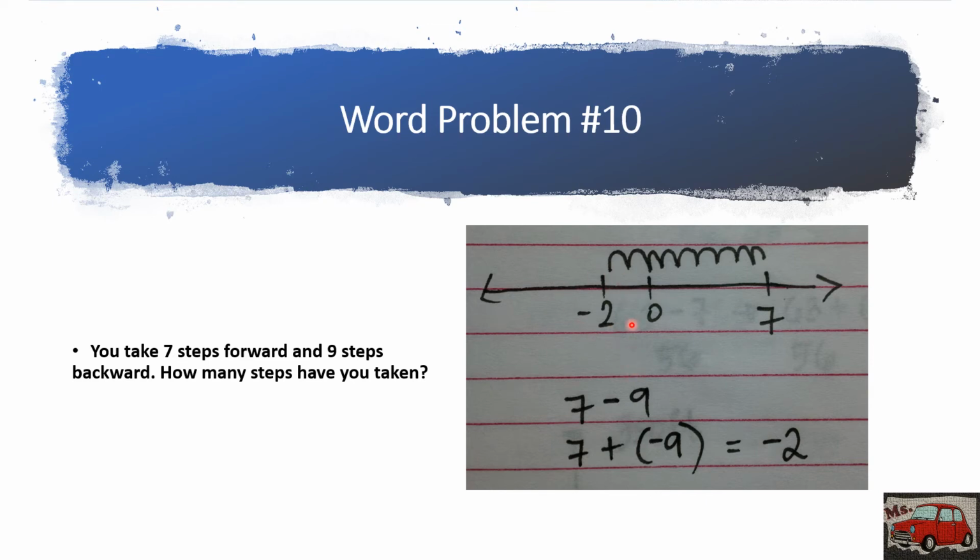Alright? So, if we do the operation, since we have forward na 7, that is positive 7, and then we have 9 steps backward, that is negative 9. So, that is 7 minus 9. So, again, subtracting integers means adding the opposite. So, minus will become add, and then the opposite of positive 9 is negative 9. So, 7 plus negative 9, the answer is negative 2. So, from 0 until negative 2, that is the steps. Okay, so that is negative 2.